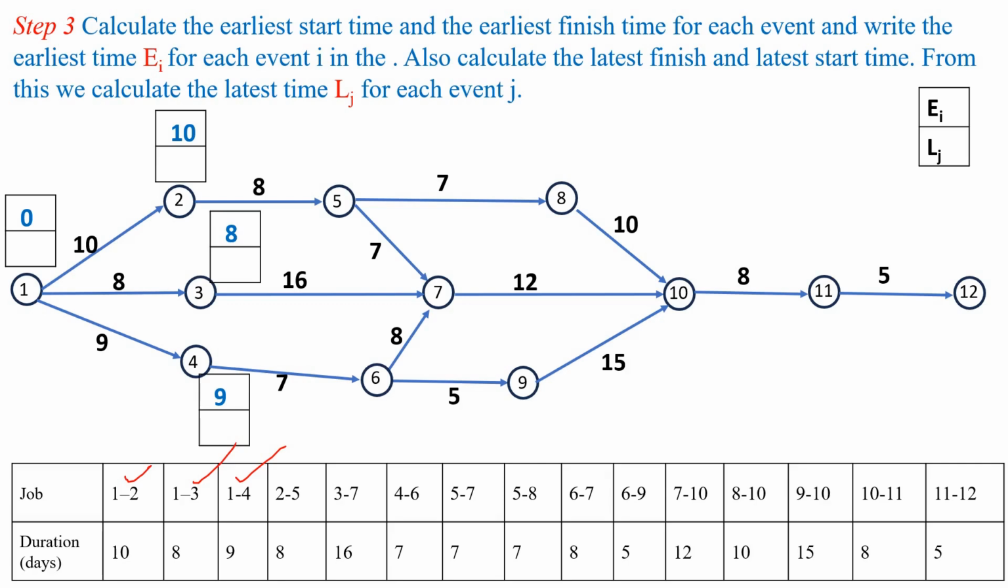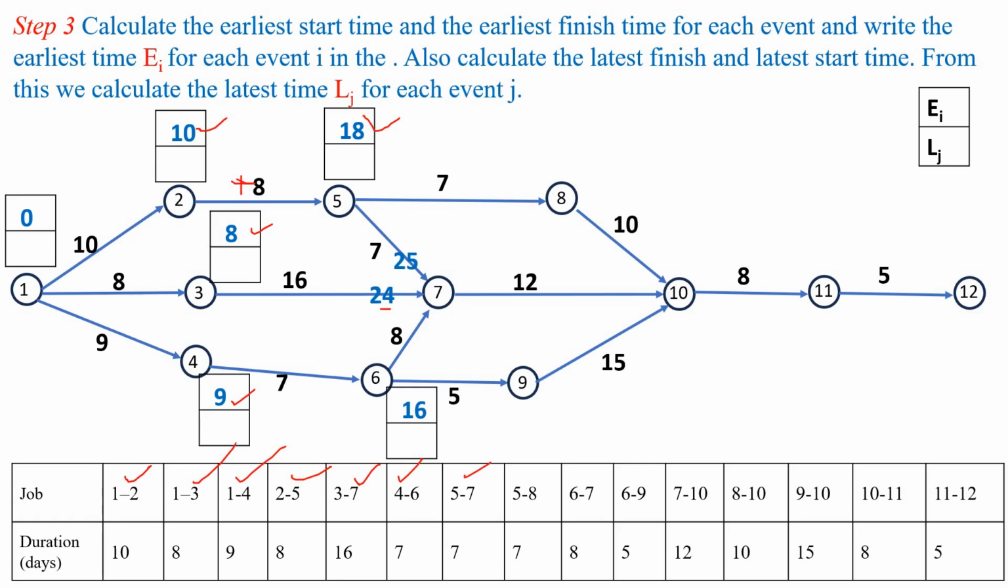Next activity 2 to 5. For activity 2 to 5, earliest start time is 10 and finish time will become 10 plus 8, that is 18. Next activity 3 to 7. For activity 3 to 7, earliest start time is 8 and finish time 8 plus 16, 24. And next one is the activity 4 to 6. For activity 4 to 6, start time is 9 and earliest finish time is 9 plus 7, that is 16.